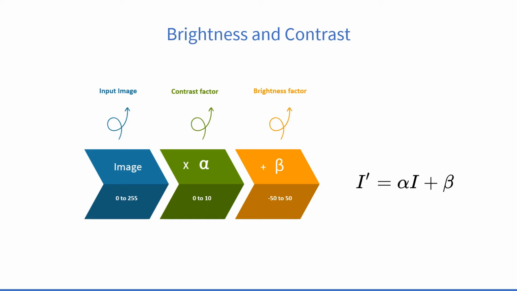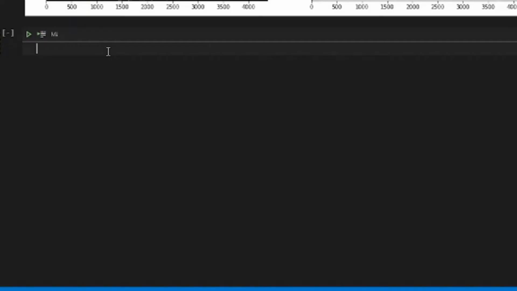Let's see how we do it in our Visual Studio Code with OpenCV. Now we will see how to change the brightness and contrast of the image in the OpenCV library. So I am making a markdown cell to make a section here. I named it brightness and contrast.